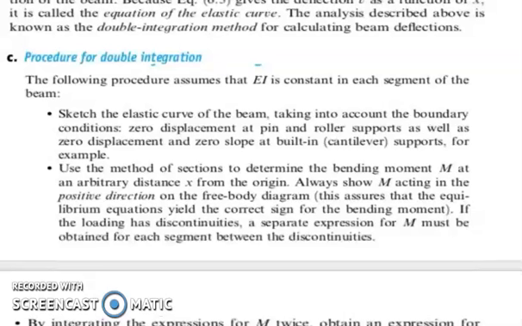So for this one, you have to use the method of sections so that you can determine the bending moment M at a certain distance x from the origin. You have to always show that M is acting in the positive direction in the free body diagram.